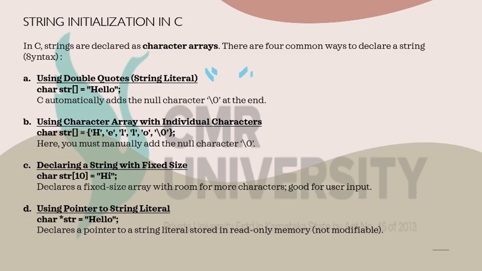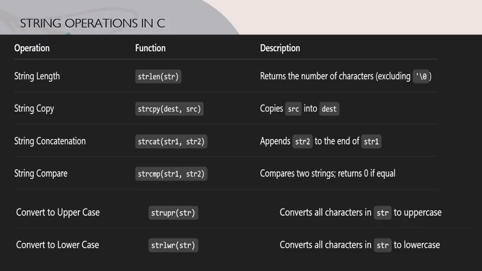Using the operator to string literal, char *str = "hello" in double quotes declares a pointer to a string literal stored in read-only memory, not modifiable. String operators in C. String length, strlen, returns the number of characters.